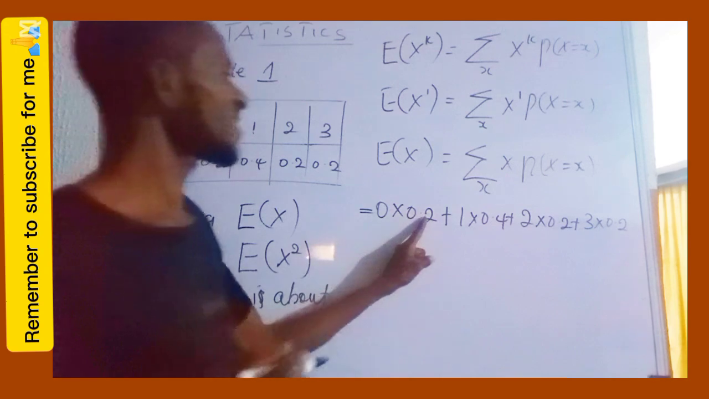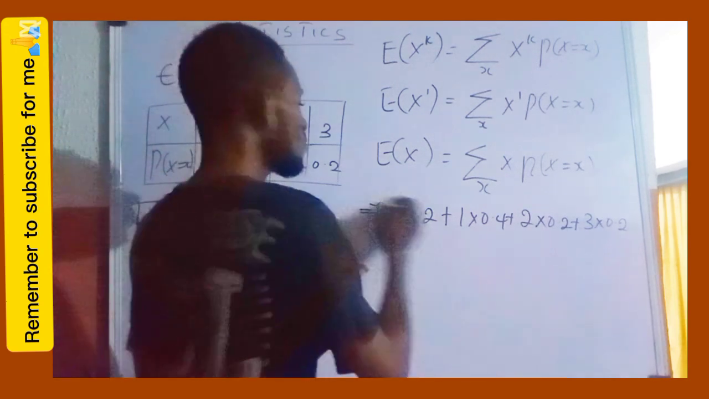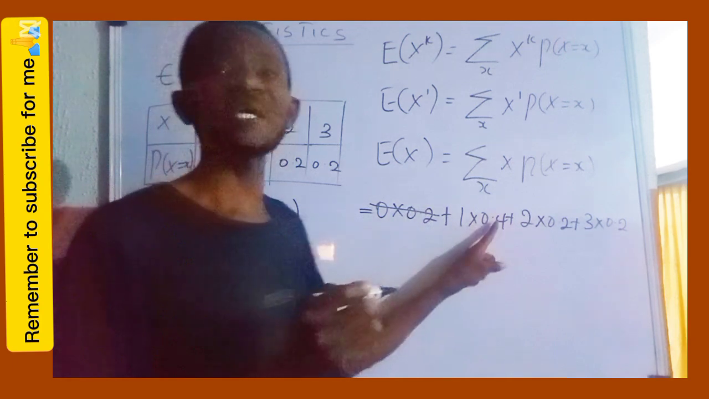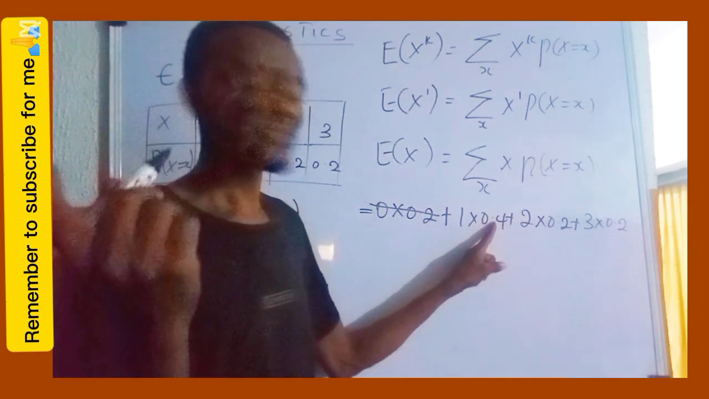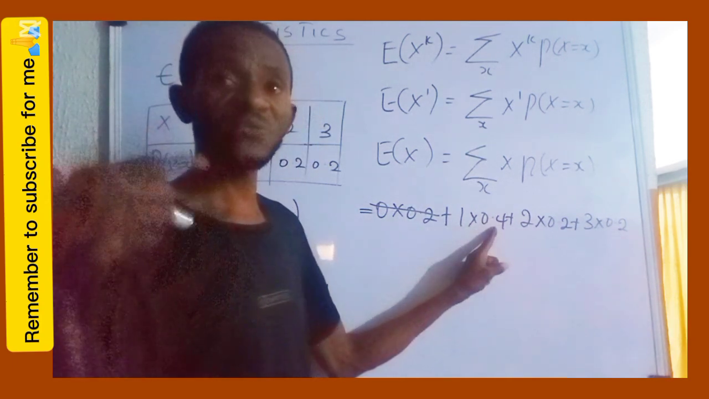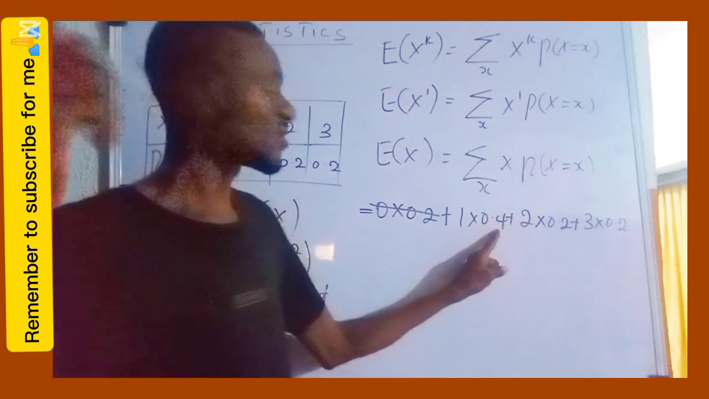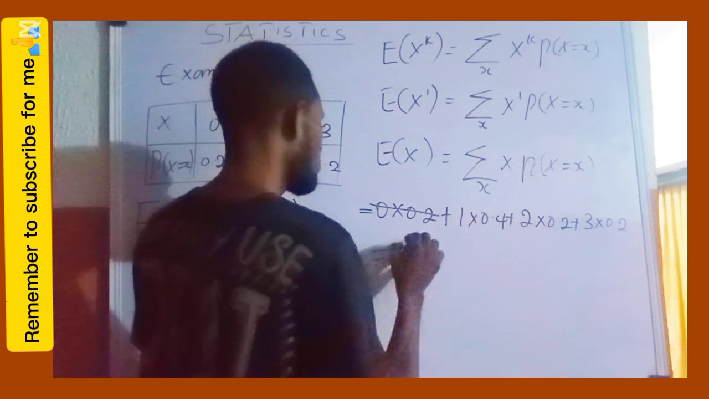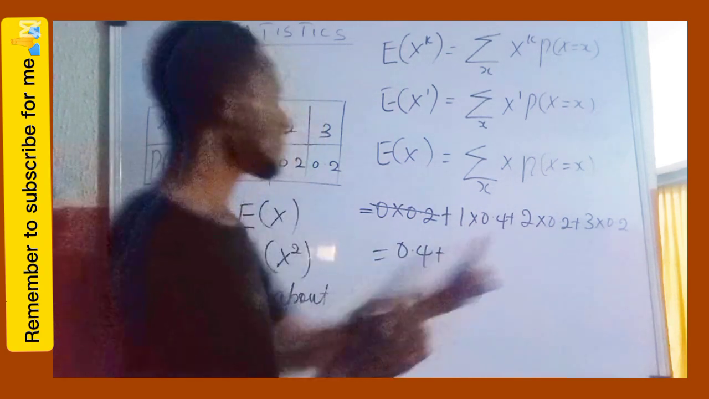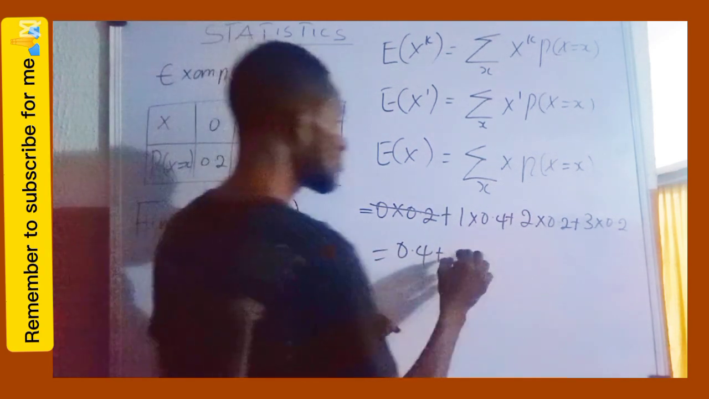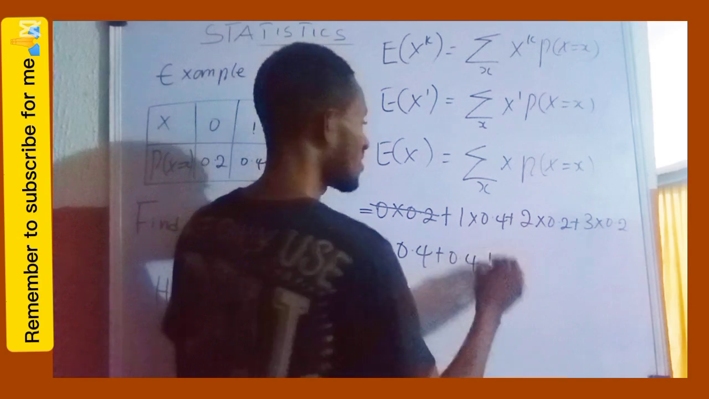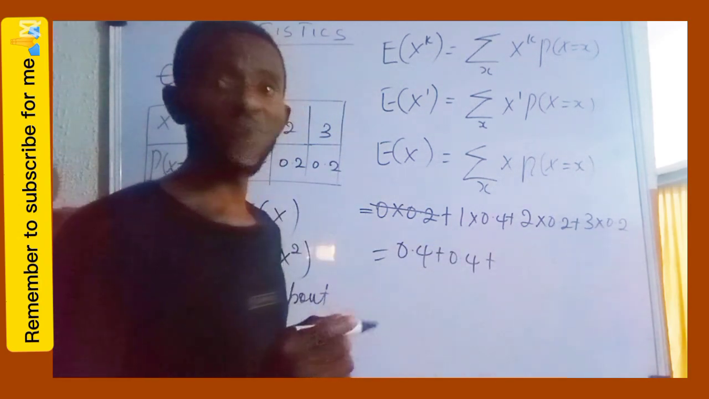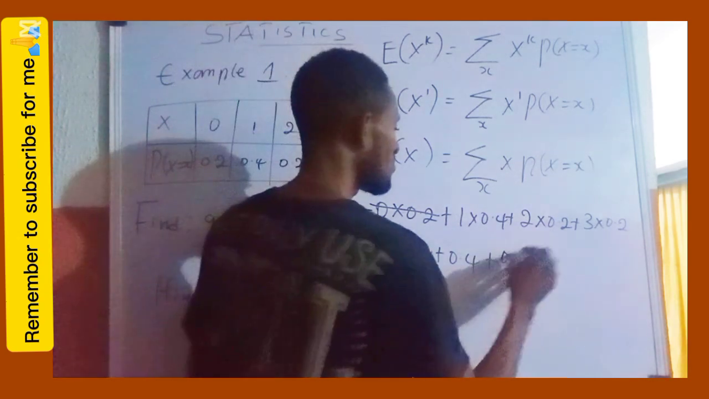When 0 multiplies anything, it goes off. So this quantity is removed from here entirely. When 1 multiplies anything, the answer remains that thing. 1 times 1 is 1, 1 times 2 is 2. So 1 multiplying anything doesn't really have an effect on that thing. So 1 multiplied by 0.4 here will give me 0.4, plus. 2 multiplied by 0.2 will equally give me 0.4, plus. 3 multiplied by 0.2 will give me 0.6.